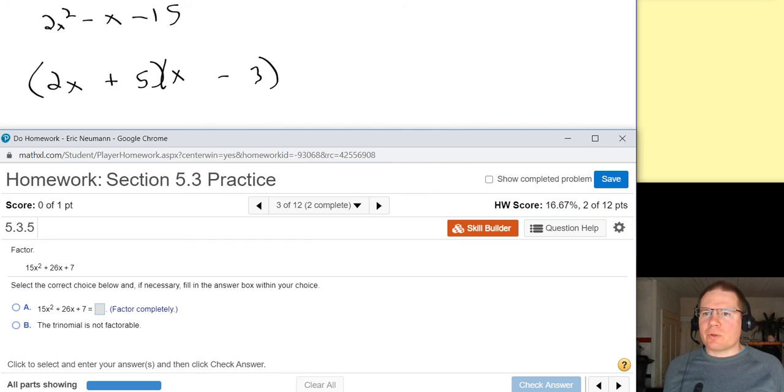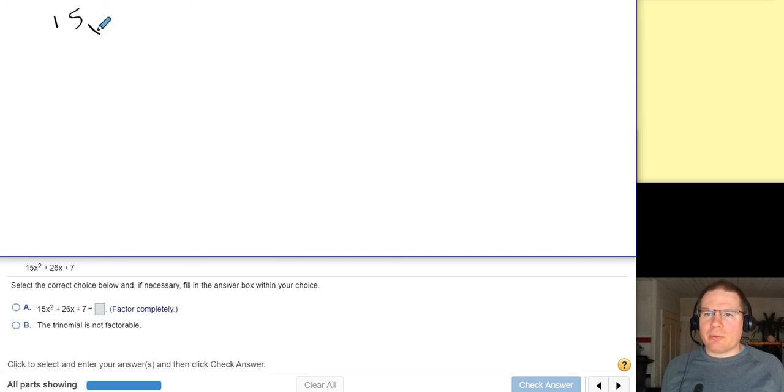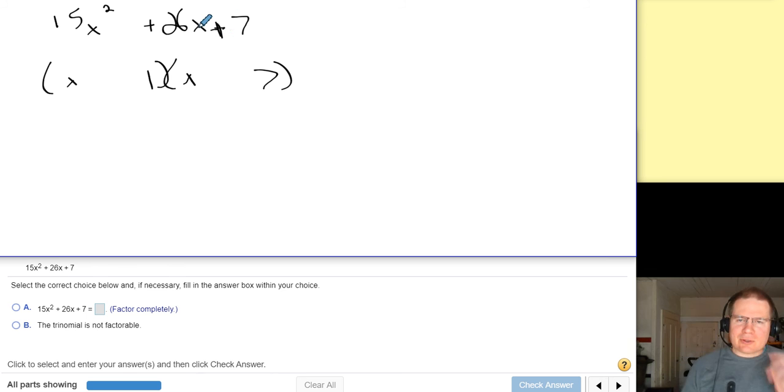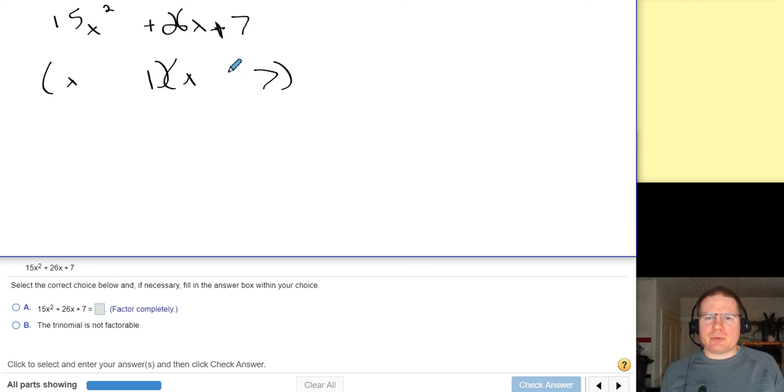All right, 15x squared. Now I don't have a prime number in my leading coefficient, but I do have a prime number in my constant term. So I know 7's got to be 7 and 1. It's positive 7, I was a little sloppy there, and a positive 26. So to get positive, they have to be both the same sign, and if they're adding up to a positive, it's got to be plus there. So how do I add up to 26? Well, 7 times 5 is 35. That's higher than 26. 7 times 15, that's even bigger.